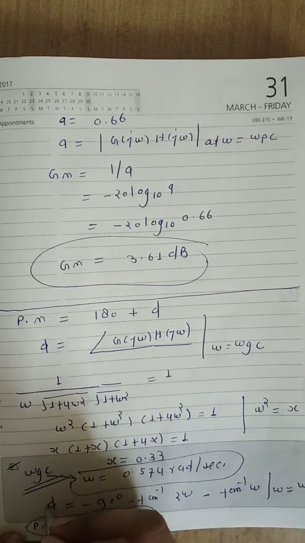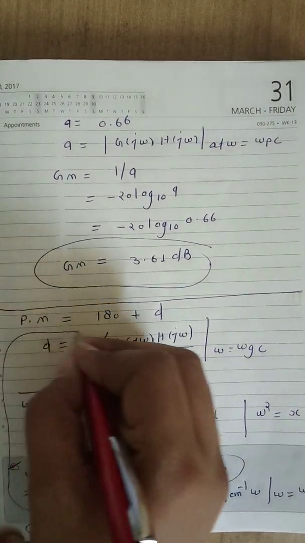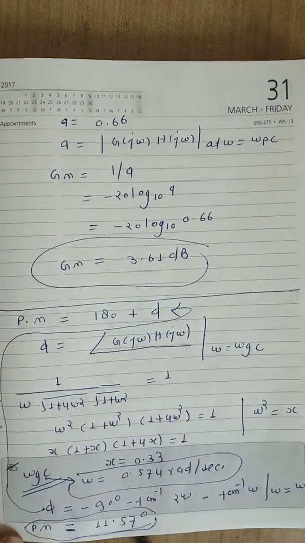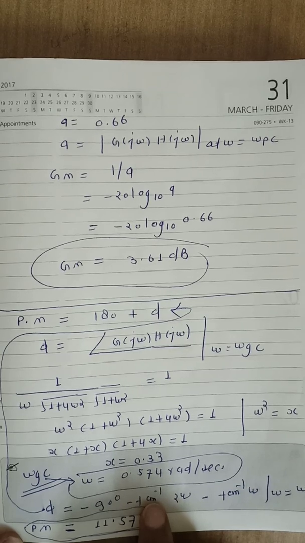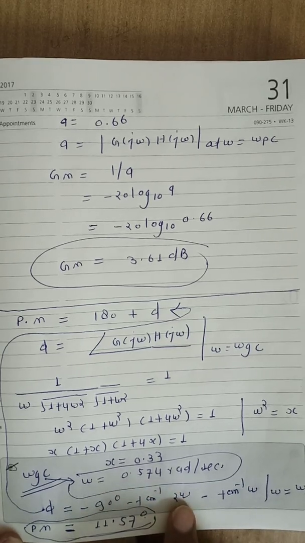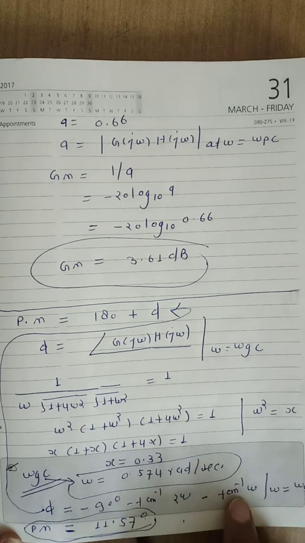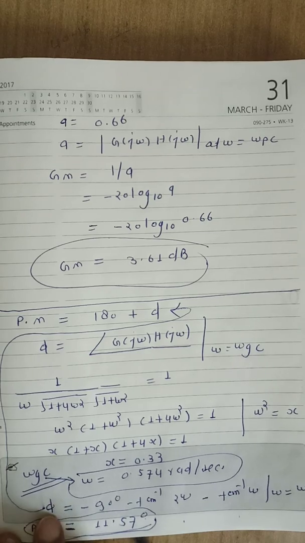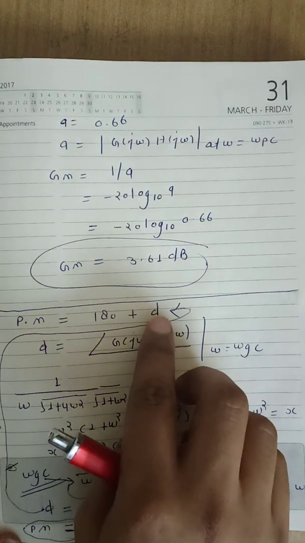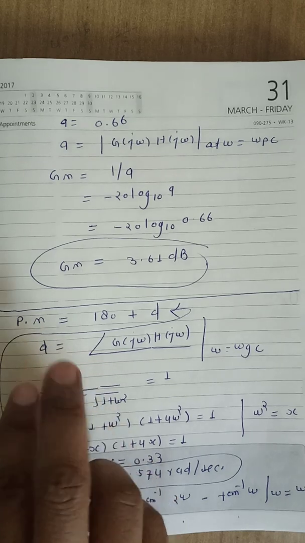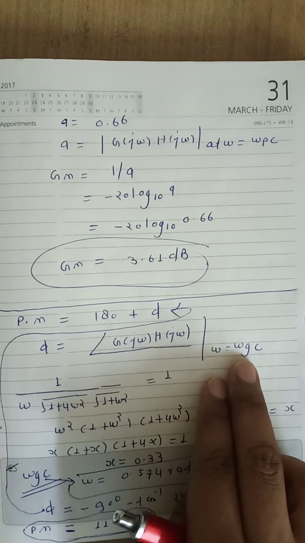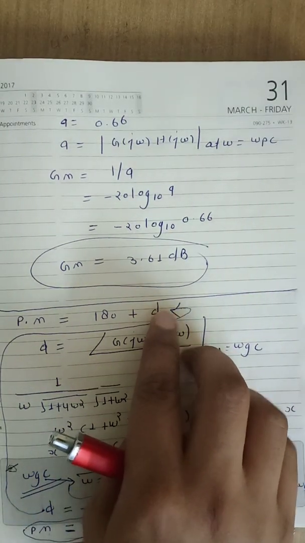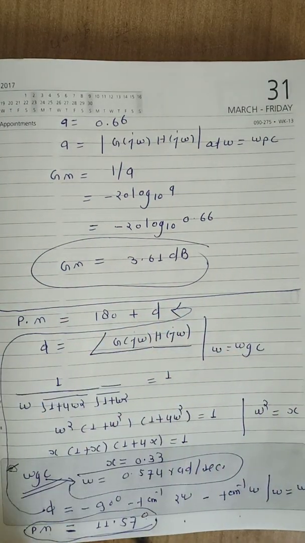Let us put phi in equation and calculate tan inverse 2 into 0.57 with the help of calculator. Calculate tan inverse 0.57 with the help of calculator. So you have phi. Here I am assuming this is phi. Phi means angle at gain crossover frequency. So let us put the value of phi in equation. So we have phase margin.